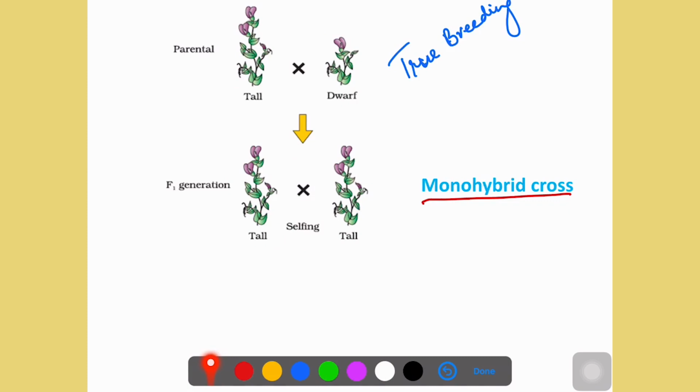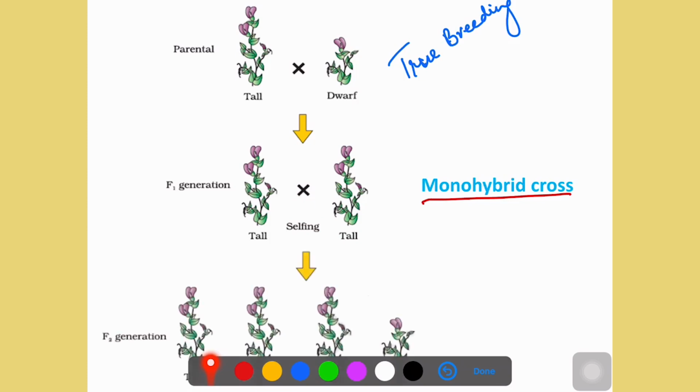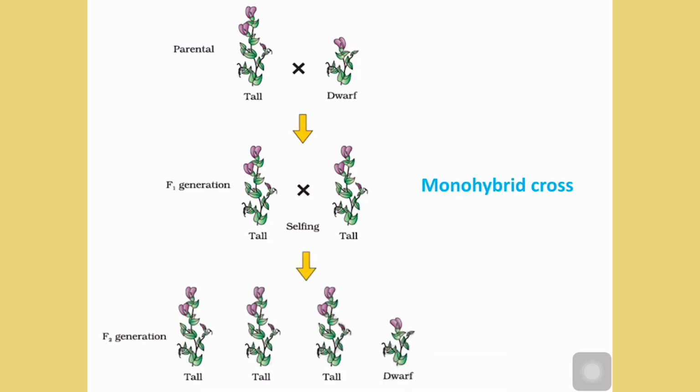He didn't just stop there, right? He then crossed plants among the F1 generation. This process is called selfing. He did selfing in order to obtain the F2 generation. So in the F2 generation, he observed that 3/4 of the plants were tall. You can see three of them are tall and 1/4 were dwarf. So now can you see, in the F2 generation, the dwarf character reappears. So this is a classic example of Mendel's monohybrid cross.